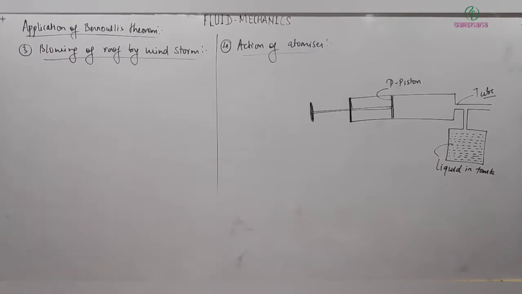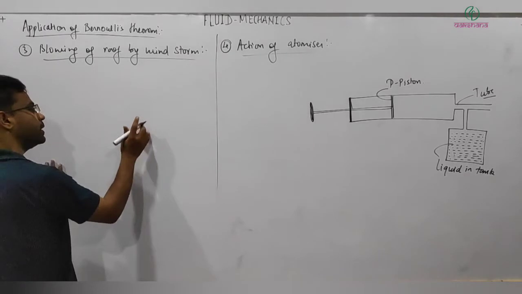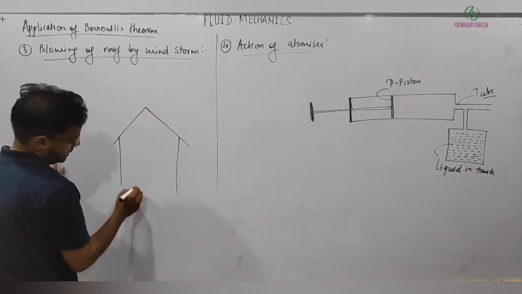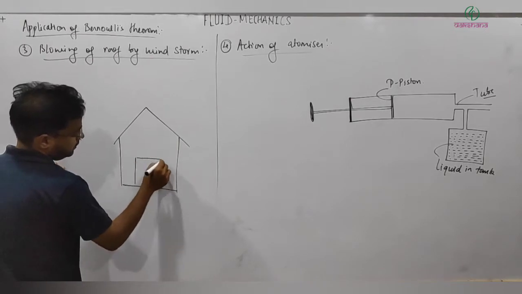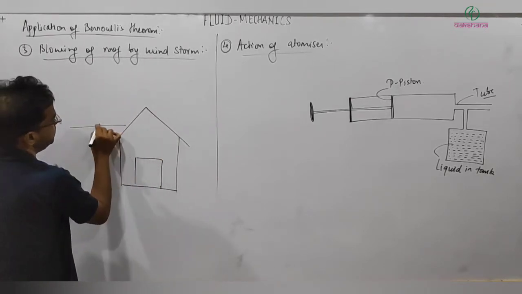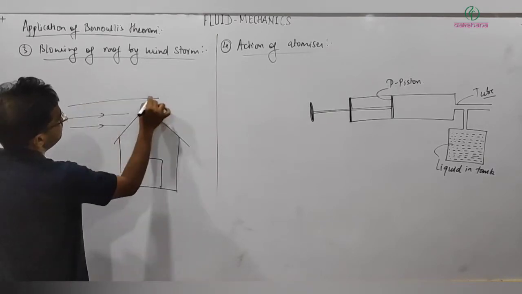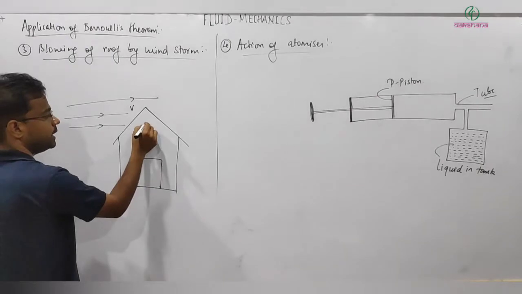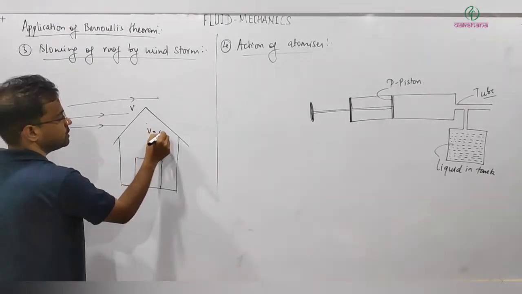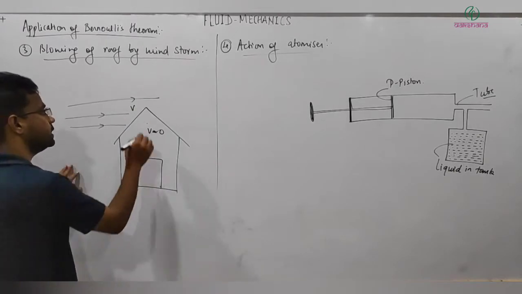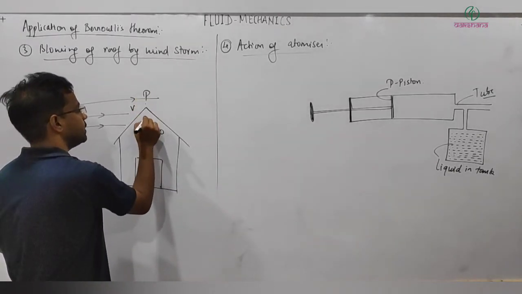Okay, next application is blowing off rooftops by windstorm. Let's consider what happens here. This is one home, and this is the rooftop. What will happen when wind is blowing at very high speed? Let's say v is the velocity of the wind, and inside the velocity will be almost equal to 0, because no wind will be blowing from inside. So here the pressure is p and here the pressure is p naught.